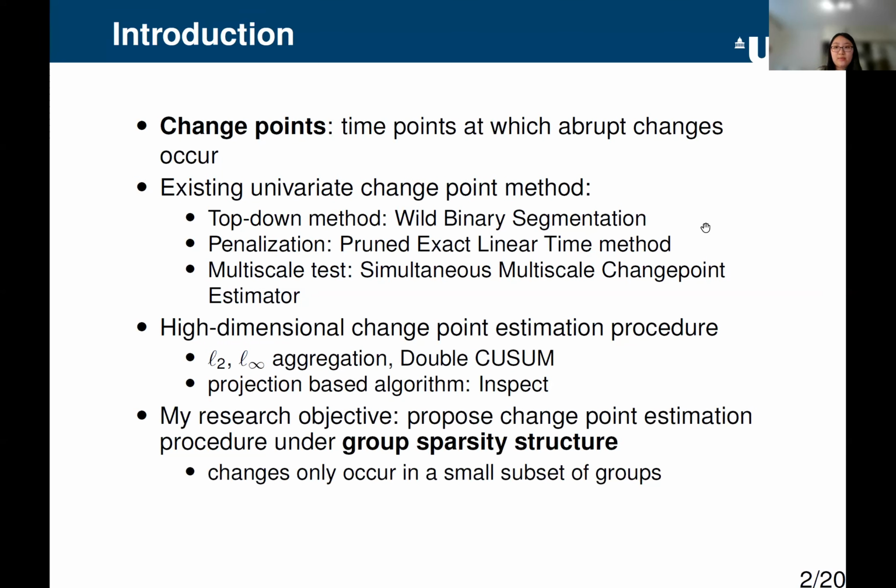My research objective is to propose a change point estimation procedure under the group sparsity structure. Our proposed method is also a projection-based algorithm. The group sparsity structure here means that we can divide the coordinates into several groups, and the changes will only occur in a small subset of the groups, and the coordinates within the same group tend to change together.